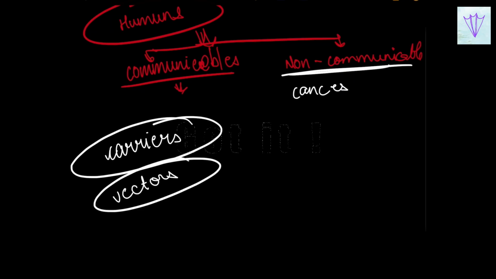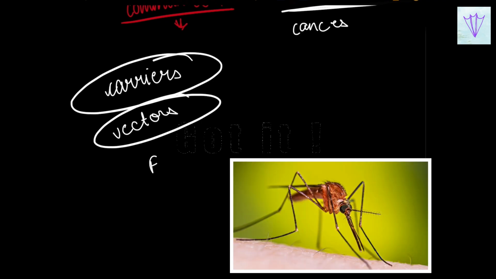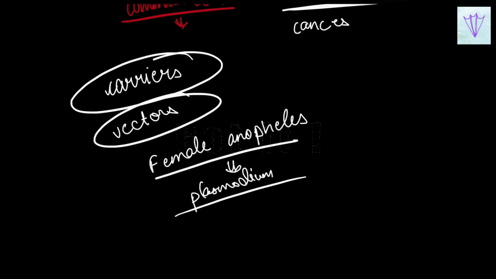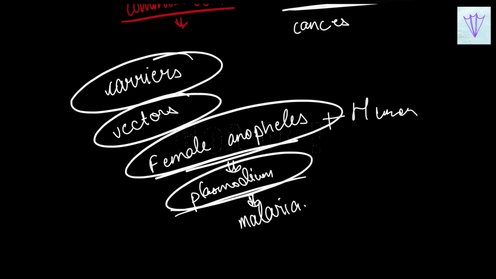The pathogen completes some part of its life cycle in vectors without causing any infection to them. One such example is malaria. Malaria has a vector which is the female Anopheles mosquito. The pathogen, which is called plasmodium, will complete its life cycle both in the female Anopheles and the human body, and causes malaria in human beings. Here the sexual reproduction will happen in the female Anopheles mosquito.